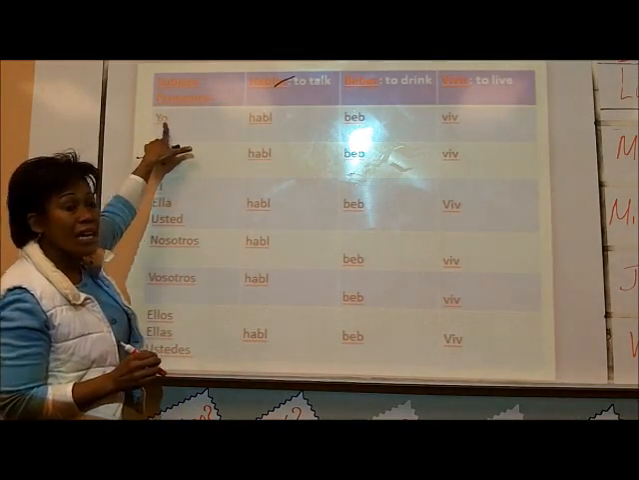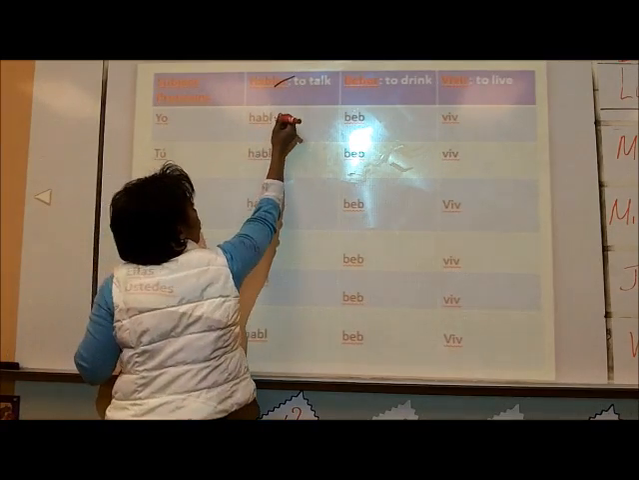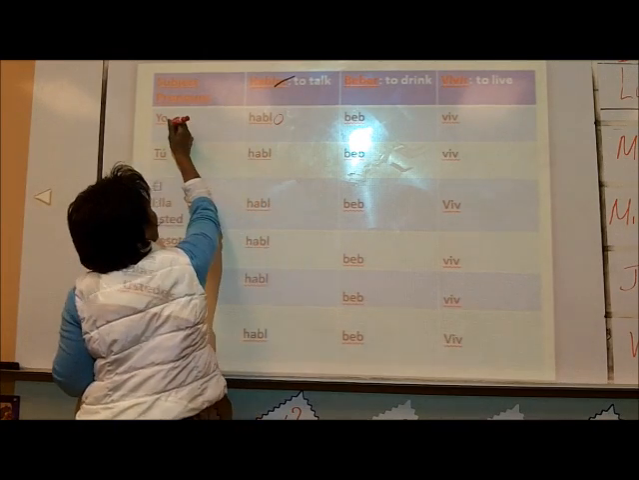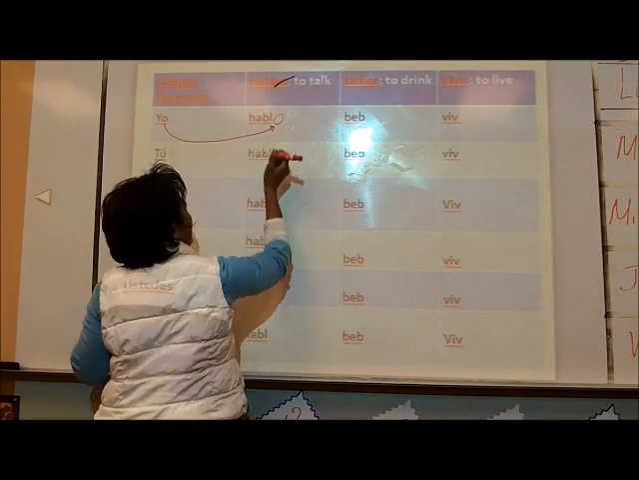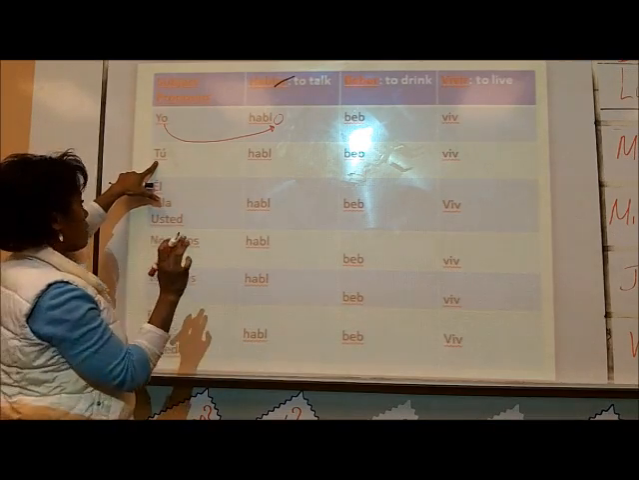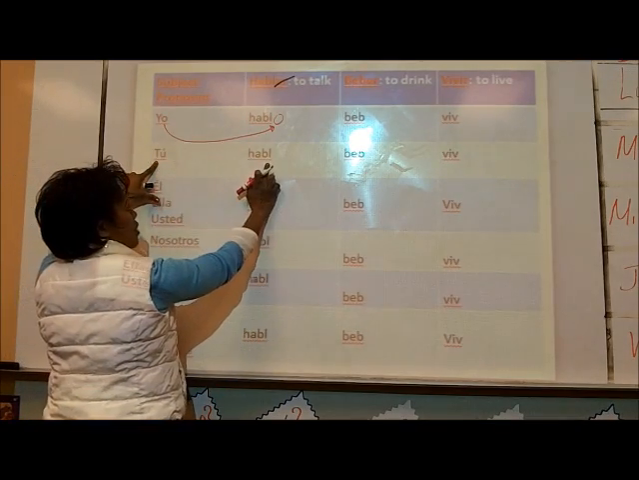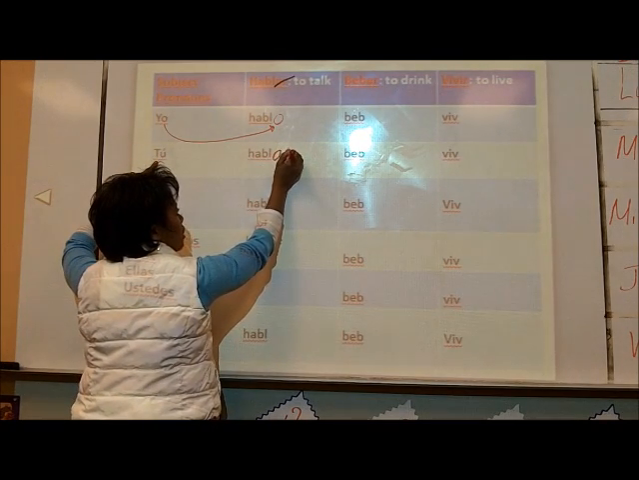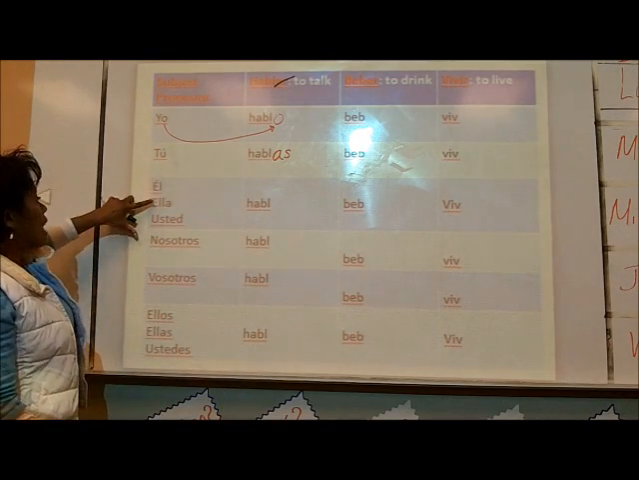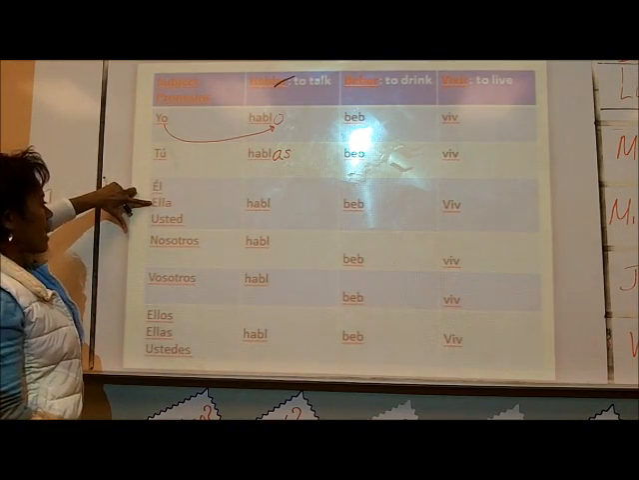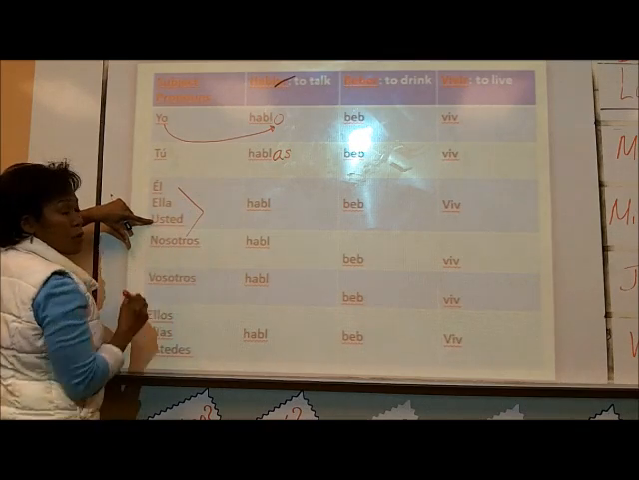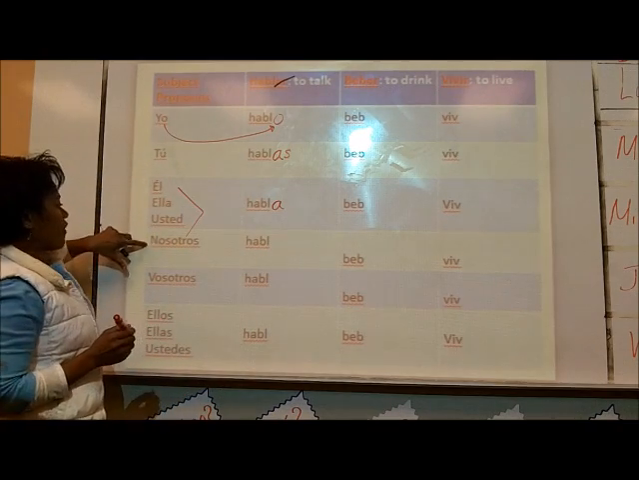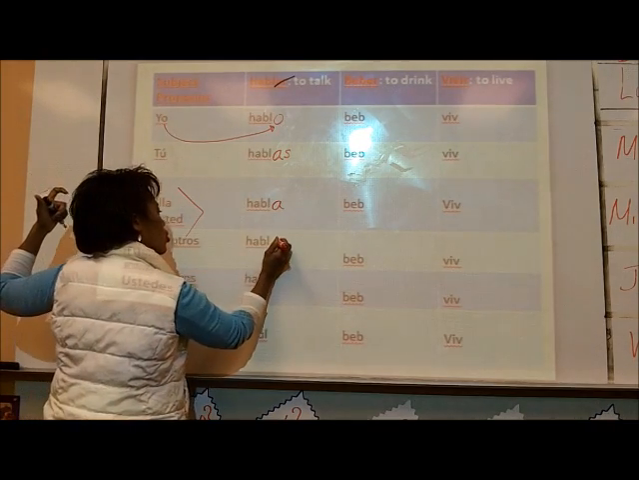So for yo, the ending would be O. Okay, notice that I dropped the AR first. Now I'm going to add a different ending according to the subject. Now tú, a different subject, okay? Because the subject changes, then the ending of my verb will change as well. So the ending for tú will be AS. Now for these three subjects, él, ella, and usted, the ending would be the same thing, which will be A. Okay, the ending for nosotros is amos.